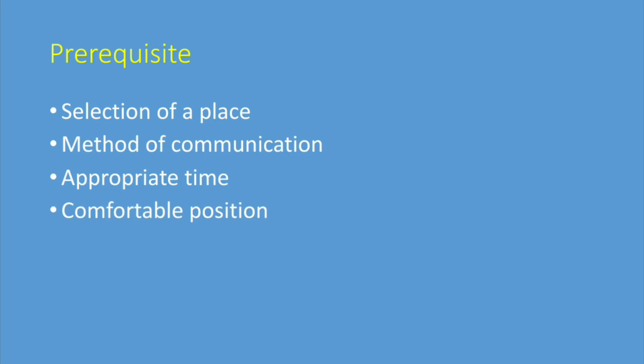Also, finding a comfortable position is very important, because some children will be happy to squat, some children may not be able to squat, so they may be okay to sit on a commode or a potty seat. Depending on the child's comfort, we have to select the position.